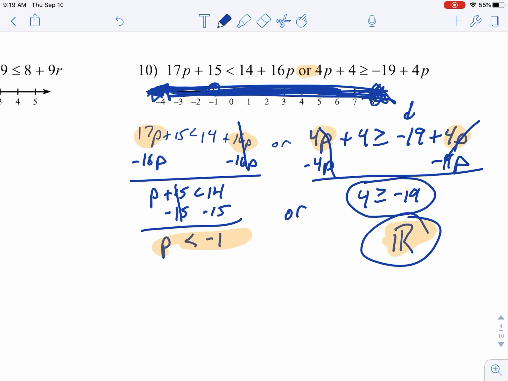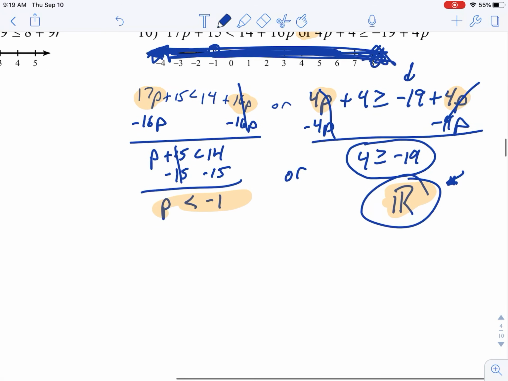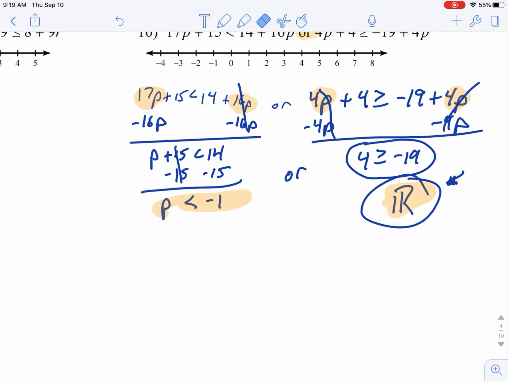All right, so because this is all real numbers, that sort of takes precedence. So let me clean this up a little bit. My graph looks ridiculous. So the whole thing gets shaded, arrowheads on both sides.